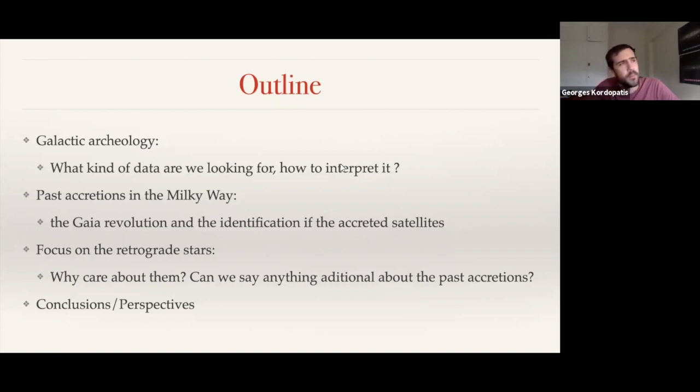And then I will go straight into the core of the topic, focusing specifically on the retrograde stars, explaining why we care about them, and whether we can say anything about the past accretions just by focusing on them. And I will conclude, and if I have time, I will show you some perspectives on ongoing work.